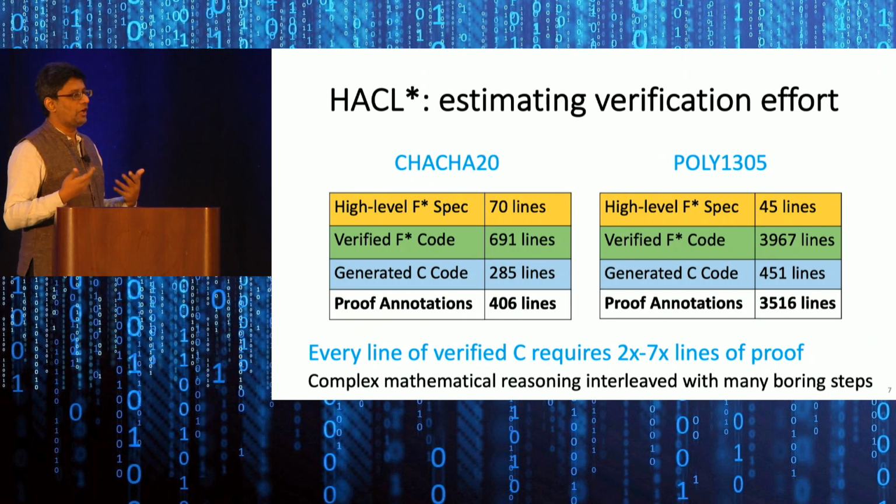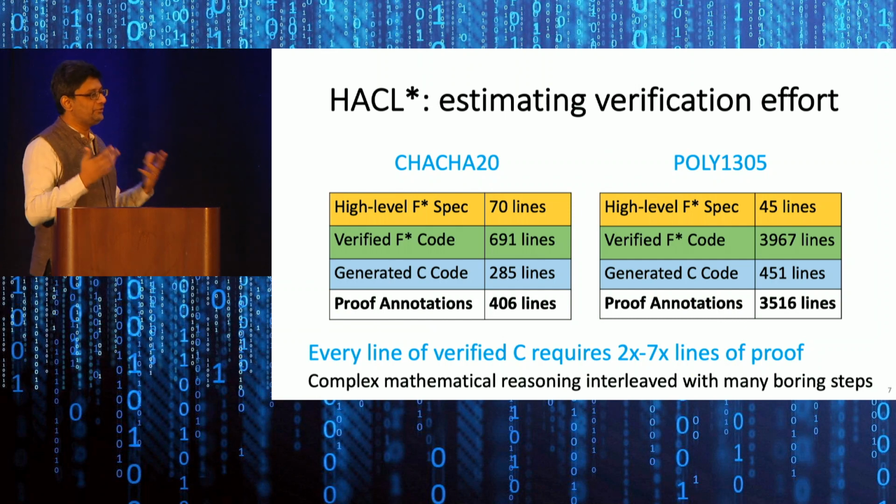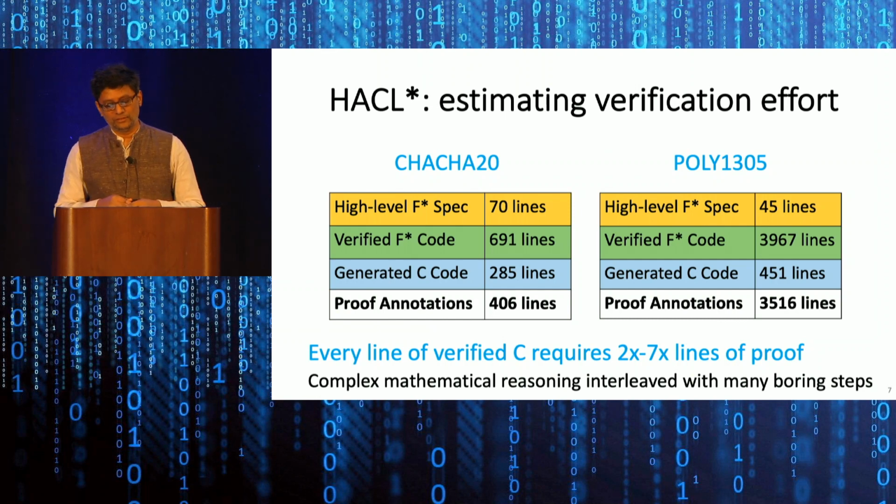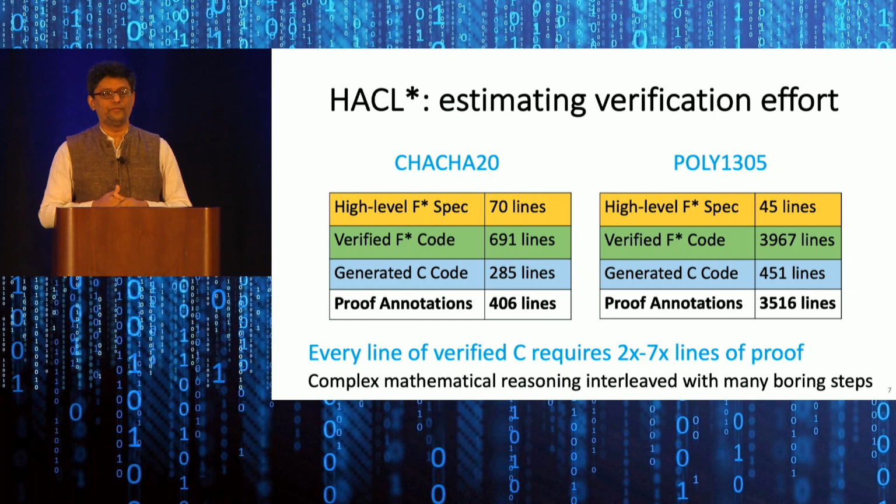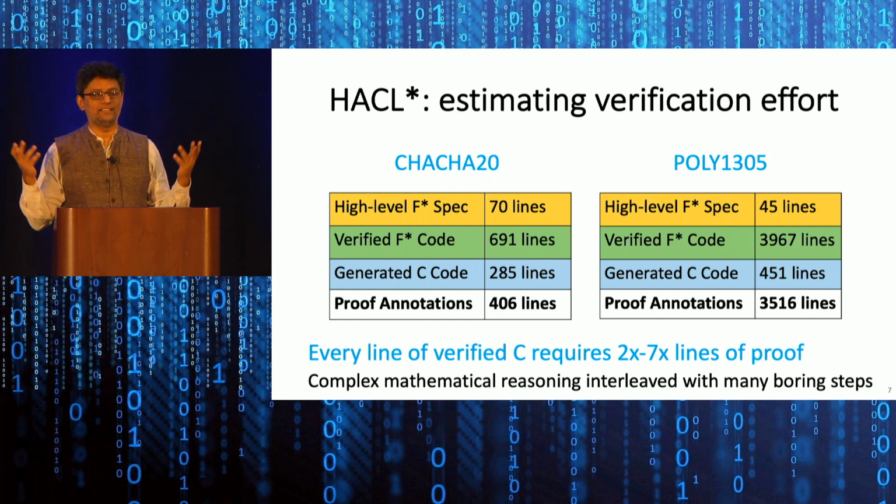But let's try to understand how much effort was involved. Okay, let's go straight to the effort question. So in the ChaCha20 code and the Poly1305 code for HACL*, just looking at those ones, the high-level spec was less than 100 lines. Okay, it's very, very simple and nice.